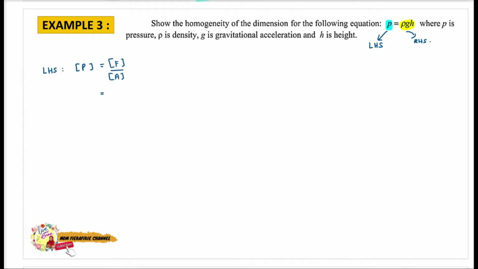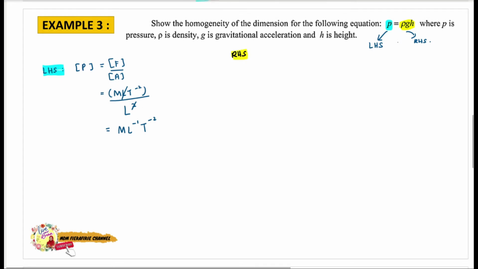If you don't remember force, you do it like question number 2 earlier. If you already remember, you can directly put it in. The dimension of force is MLT negative 2 over area which is L squared. So this one you can cancel out. Therefore, you get the dimension of pressure is equal to ML negative 1 T negative 2. So we have only done the left hand side. And how about the right hand side? I will highlight this in yellow.